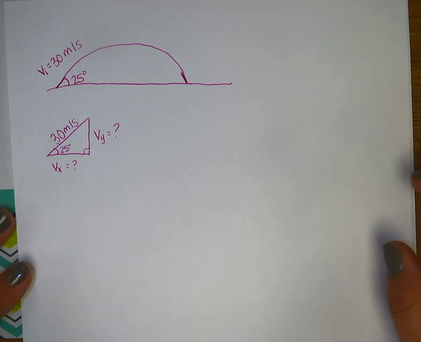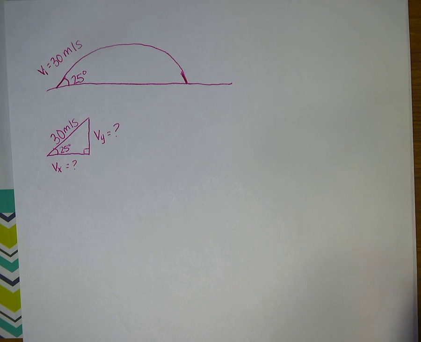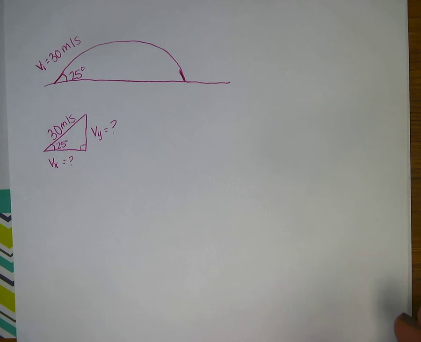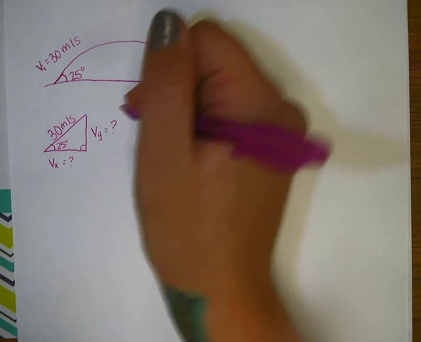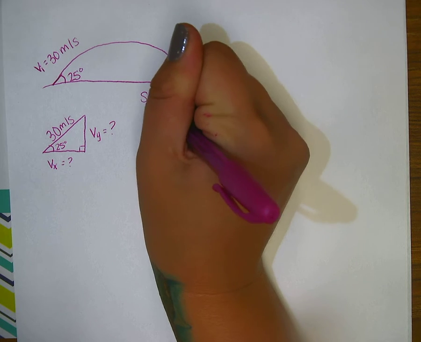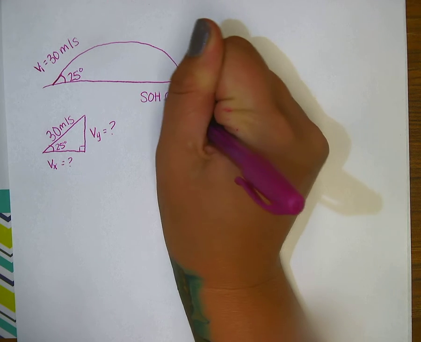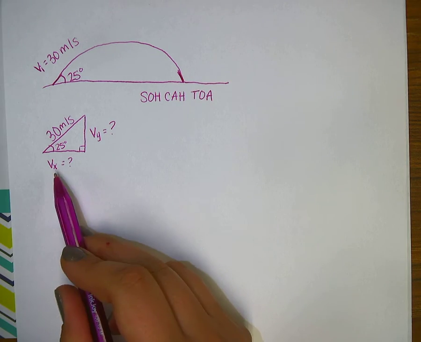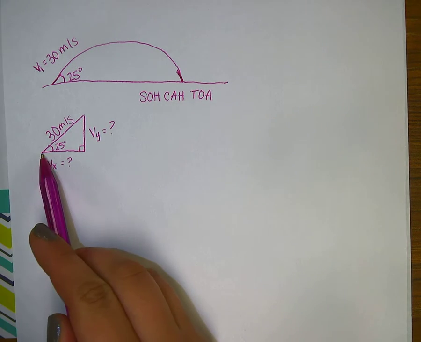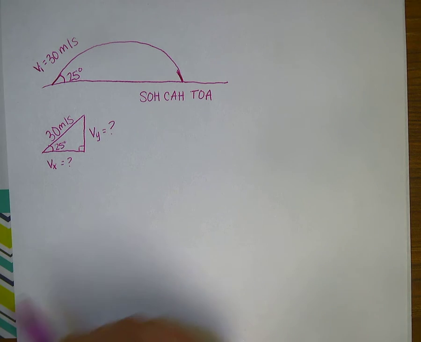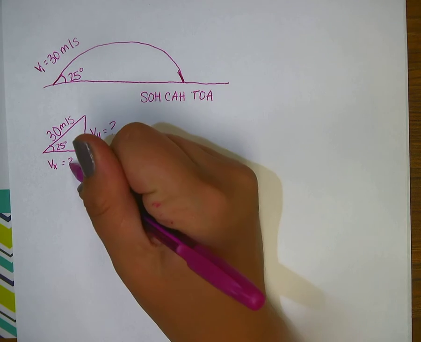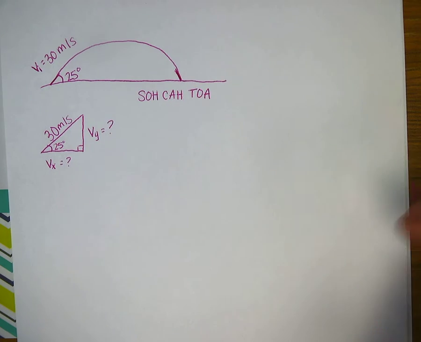So at this point, we have a trig problem. We have an angle and a hypotenuse. We want to find our adjacent leg and our opposite leg. So we're going to use SOHCAHTOA. Let's find x first. Since x is touching our angle, it is the adjacent leg. So we're going to use cosine because we're looking for the adjacent leg and we have the hypotenuse.